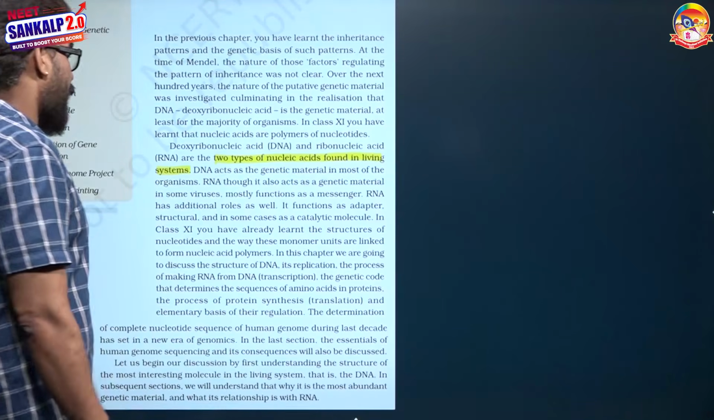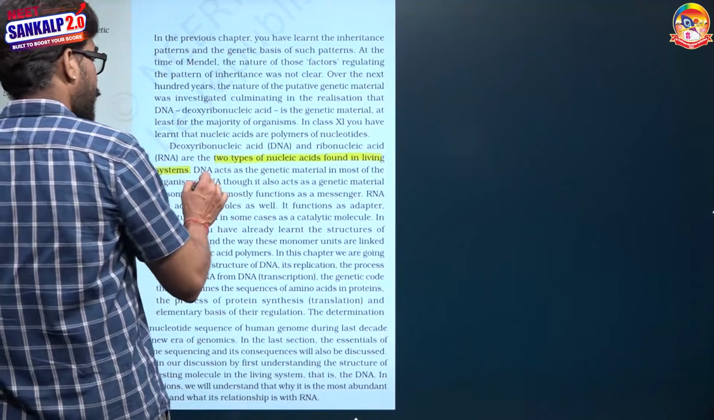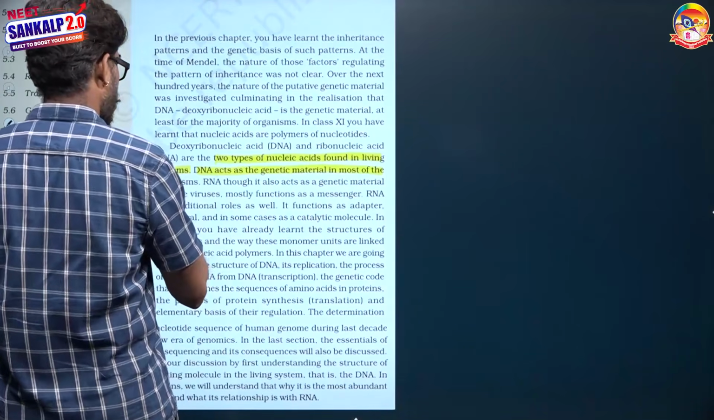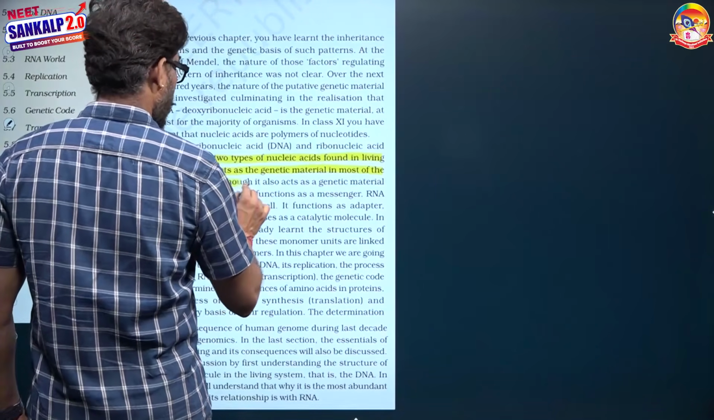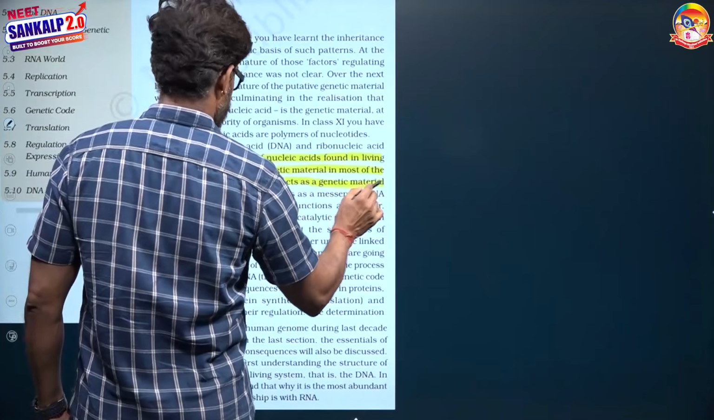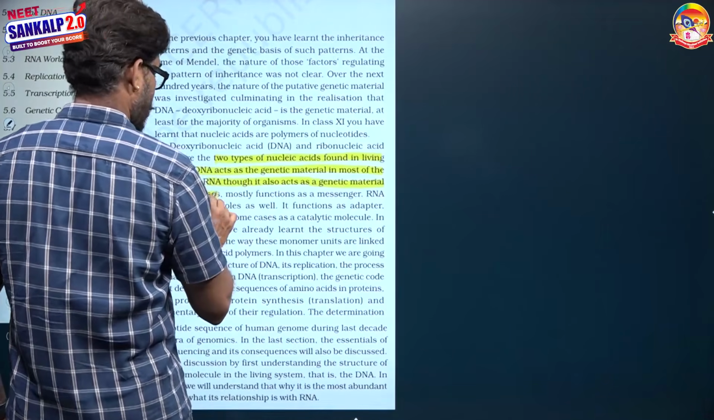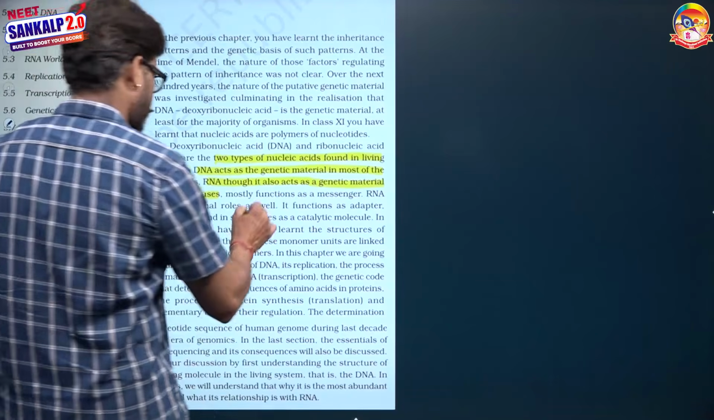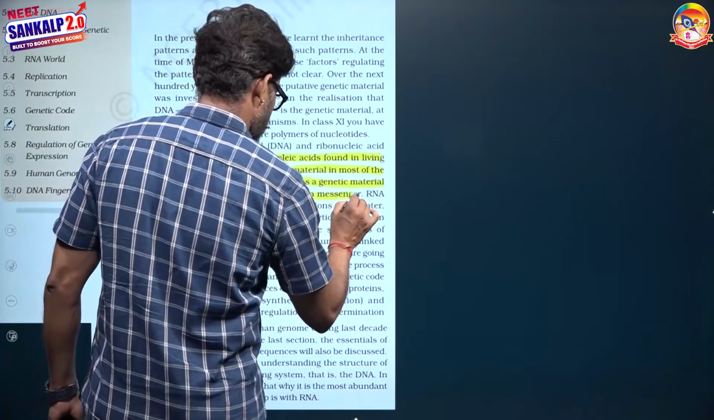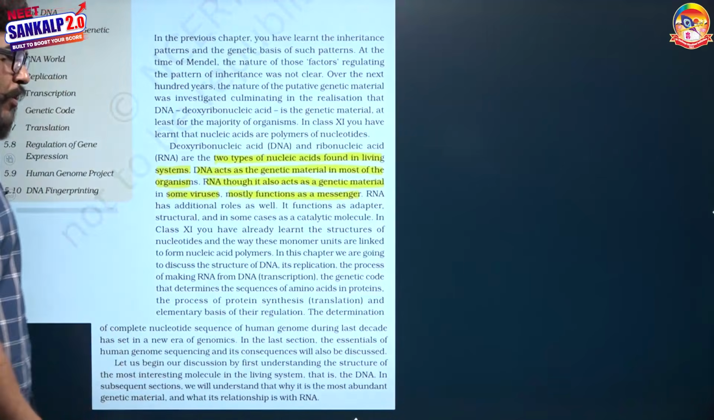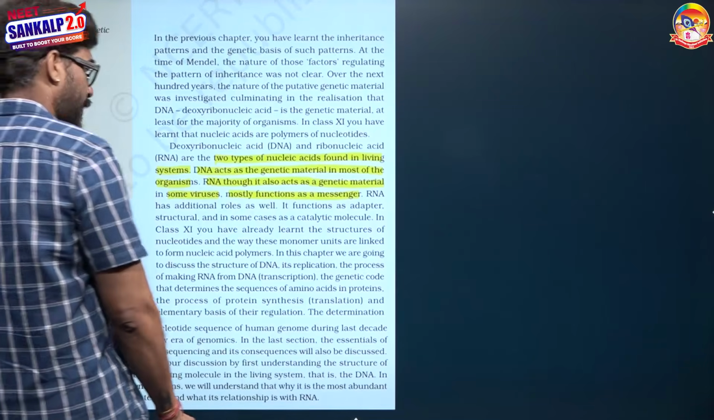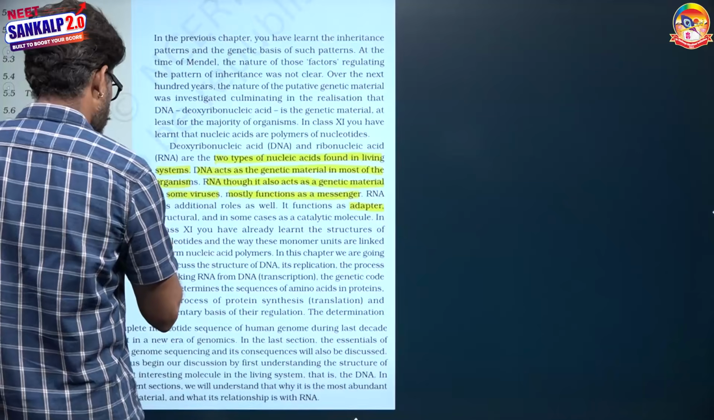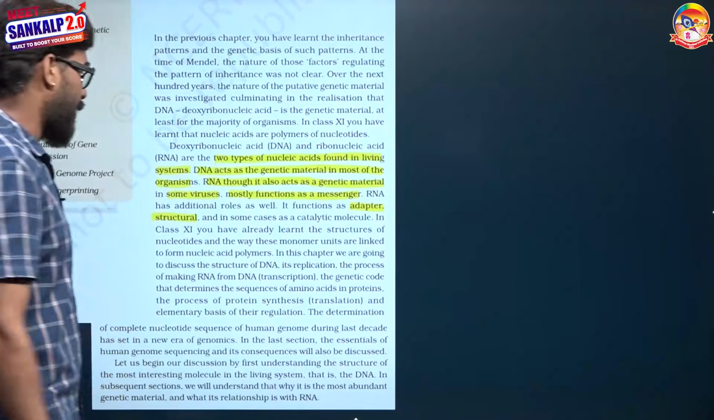Second thing, DNA generally acts as the genetic material of organisms, while RNA acts as genetic material only in some viruses. Most of the time RNA functions as a messenger. It also has some additional roles. What roles? It may be an adapter, meaning transfer RNA, or it may have a structural role, meaning ribosomal RNA.